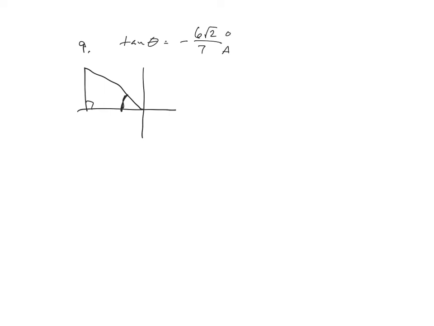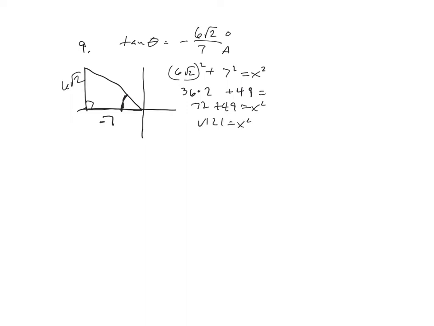Here's your angle. So this is 6 radical 2. That's obviously up, so it's positive. This is 7, so we went to the left 7, so this is the one that's negative. Pythagorean theorem, 6 square root of 2 squared plus 7 squared, drop that negative. When you square this, you square the 6 and you square the radical. You could also put it in the calculator as long as you use parentheses. So it's 36 times 2, so that's 72 plus 49 equals x squared. This is 121, which is a perfect square. So our hypotenuse is 11.